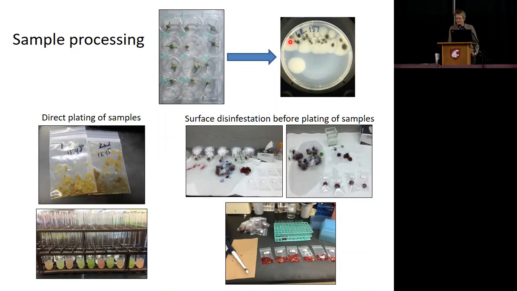The other thing we did on just fruit was surface disinfestation before plating of samples. So we took our fruit, we washed them, we soaked them in a dilute bleach solution, and then ethanol, and then we rinsed them with water. And then again, we transferred them in a sterile hood into bags, mashed them, and similarly put them onto plates. So what did we get?